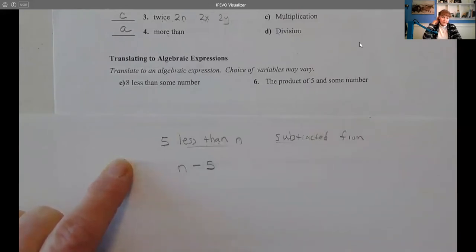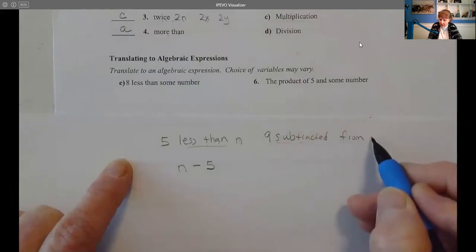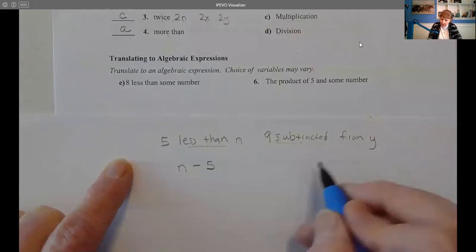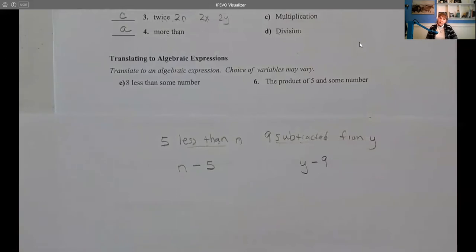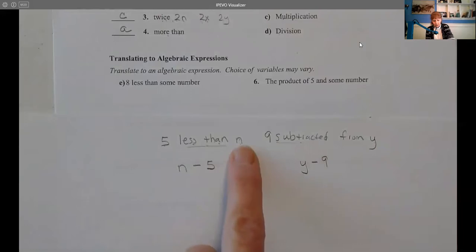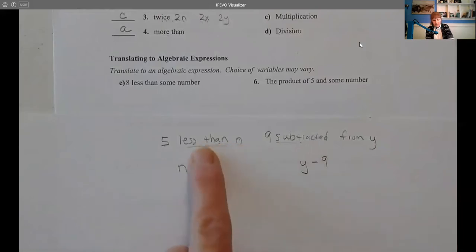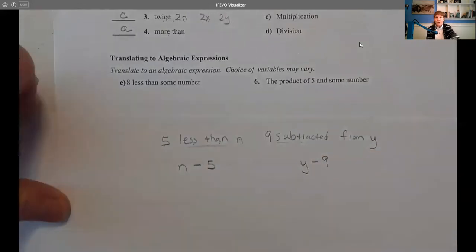5 less than some number n. Subtracted from, if you have 9 subtracted from y, you read backwards. So it's y minus 9. Those are the only two exceptions right now that you're responsible for. Otherwise, you can read from left to right and just write symbols as you come to them, except those two. Less than, you go to the end and write it first, minus 5. Y minus 9. Okay, those are pretty easy to remember.